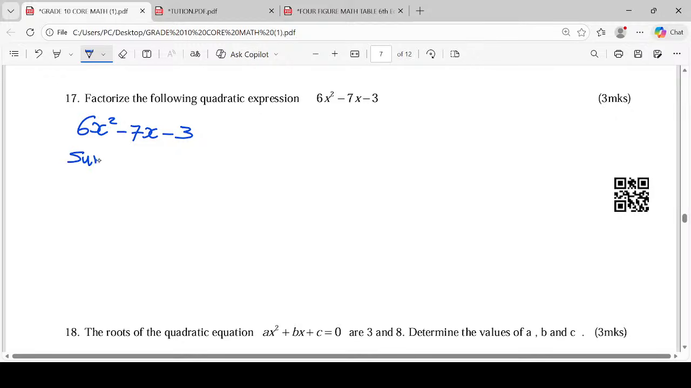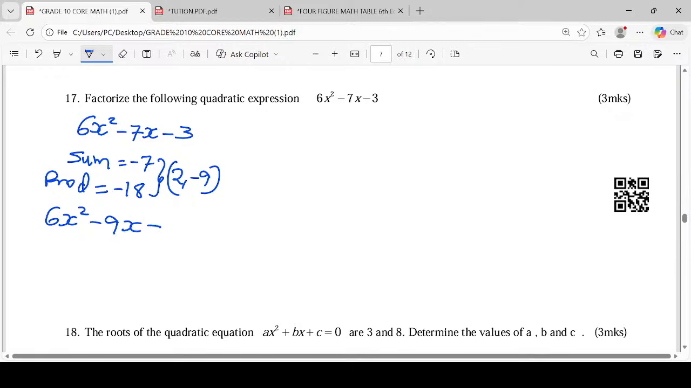The sum should give me negative 7. The product of the two numbers here should give me negative 18. So negative 7 and negative 18, what are these two numbers? Whose sum is negative 7 and the product is negative 18. You get it is 2 and negative 9. If that is the case, now we are going to have 6x squared minus 9x plus 2x minus 3.